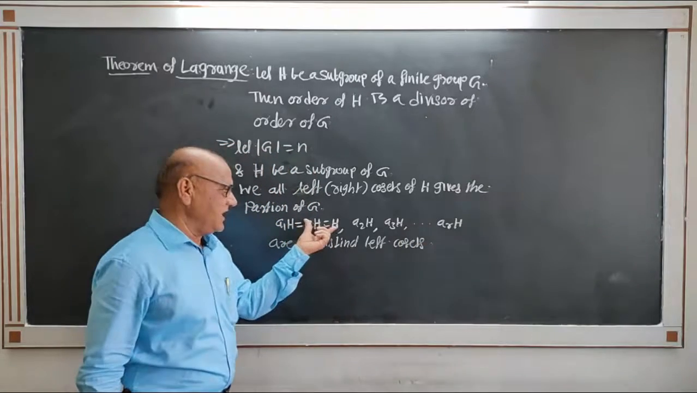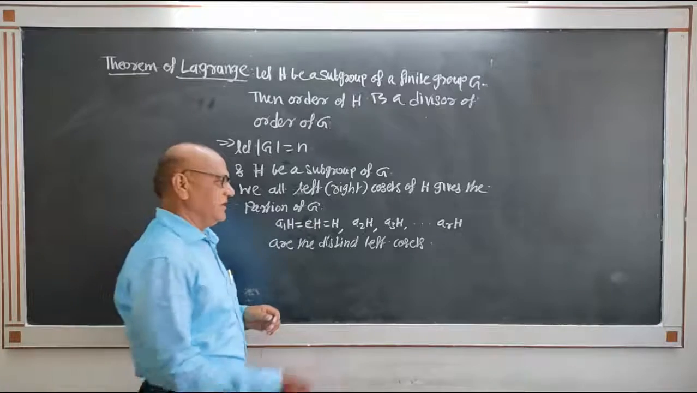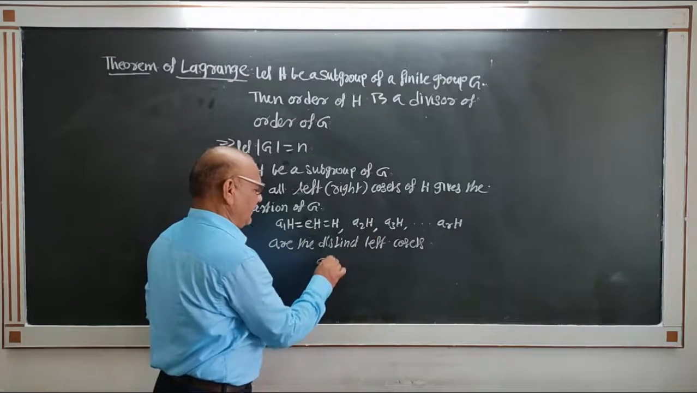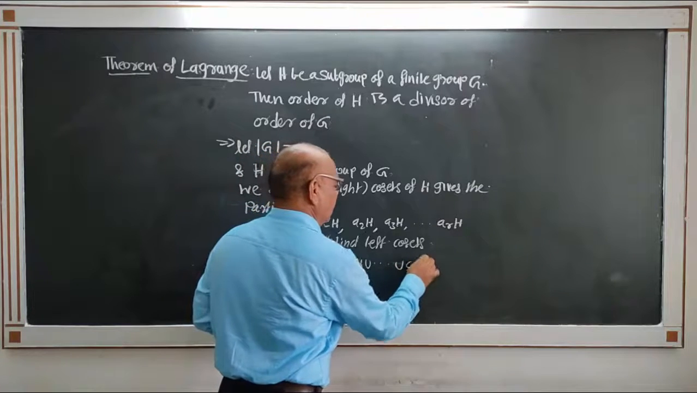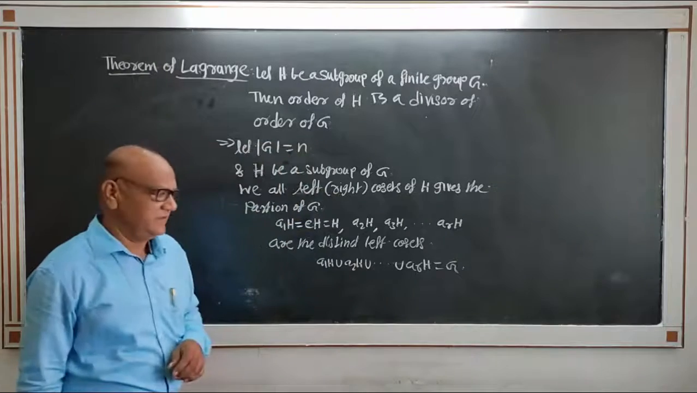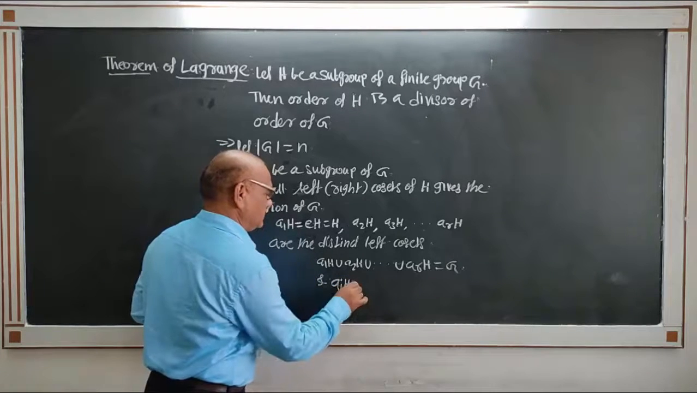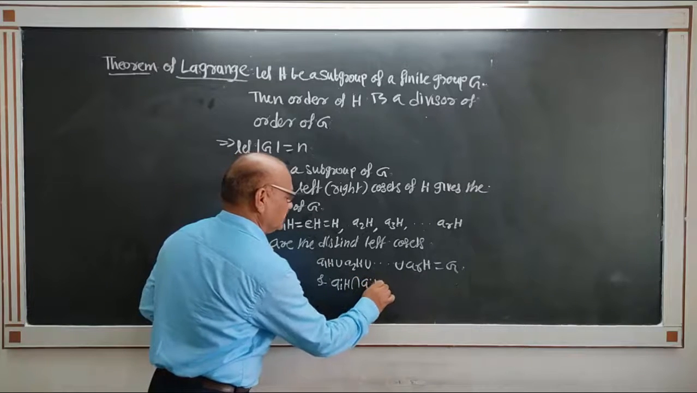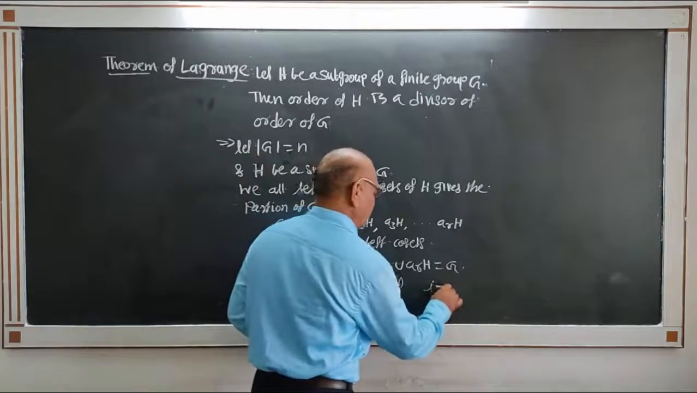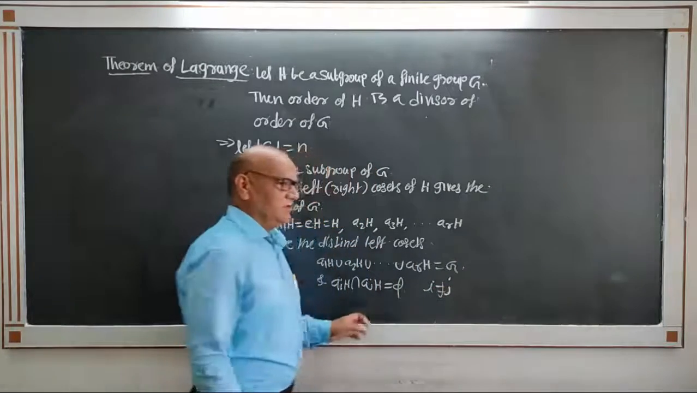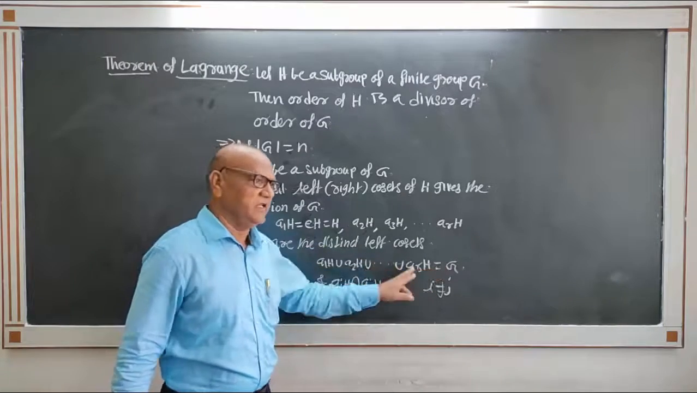These give the partition, therefore these cosets are disjoint and the union of these gives G. That means A1H union A2H union and so on, ARH is equal to G. And AIH intersection AJH is empty, these are disjoint, where I is not equal to J. These cosets give the partition, so the union of these is equal to G and they are disjoint.